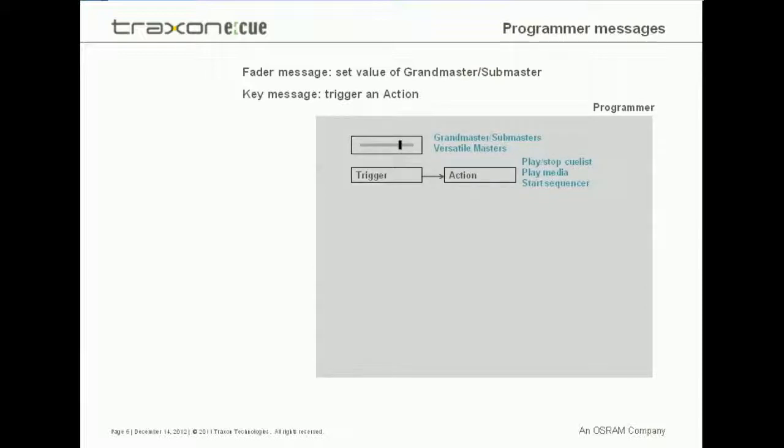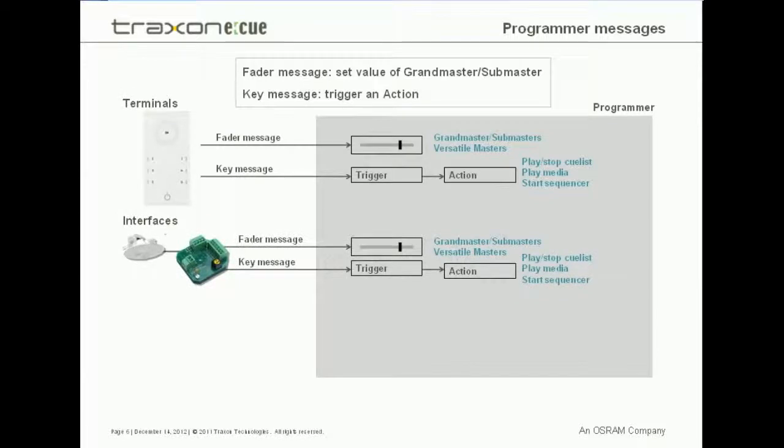The functional principles behind this architecture are two kinds of messages. Either fader messages, which set the value of a master, and a master is a linear control which controls linear values like intensity of a fixture or, for example, an effect speed. The other message type are key messages, and key messages trigger an action. An action could be to play or stop a cue list, or to play media, or to start or to stop the sequencer. And these fader messages and key messages can come, for example, from user terminals.